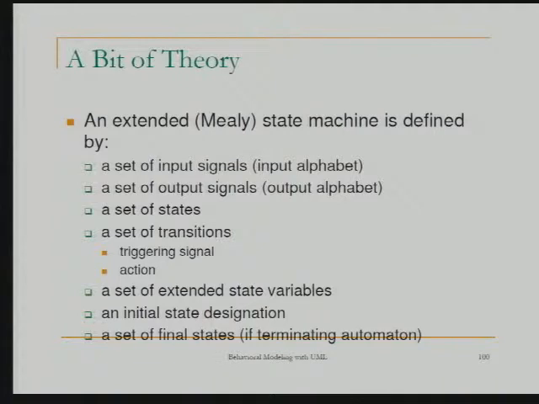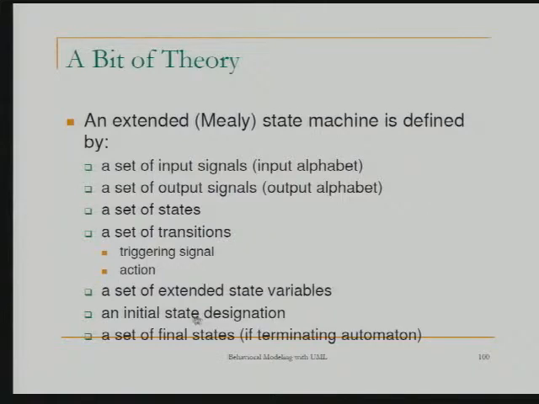You can define a state machine by a set of inputs, a set of outputs, a set of states, a set of transitions. You could also, and we'll talk about this later on, talk about an extended set of state variables. Those variables essentially help you realize the state that we talk about up here. We'll go through some examples.